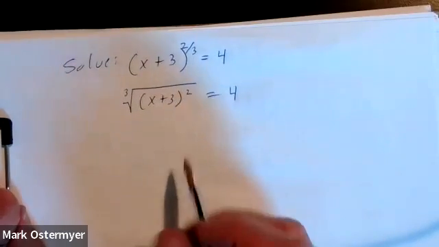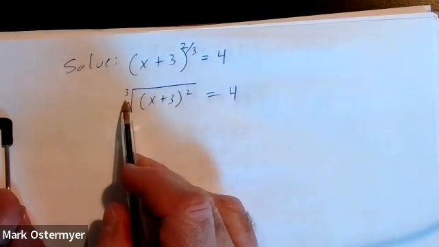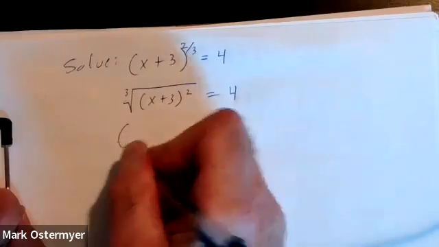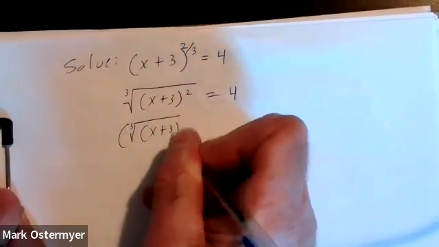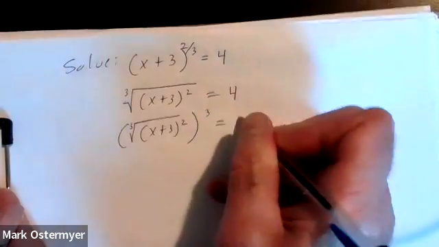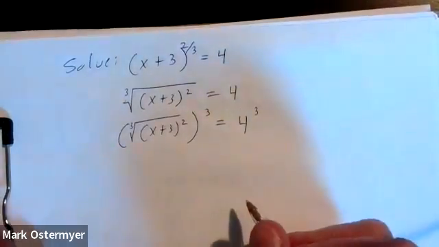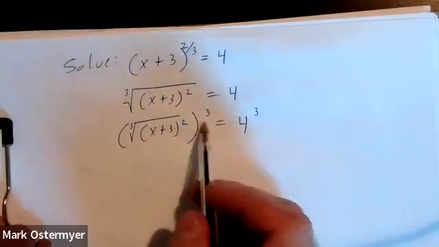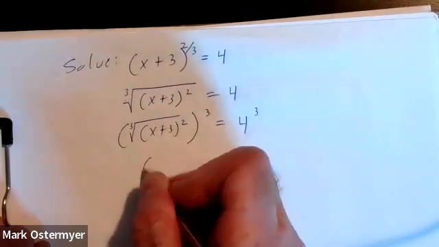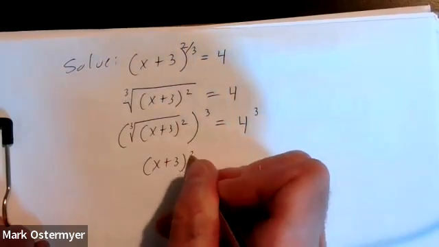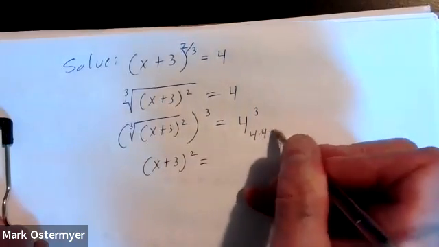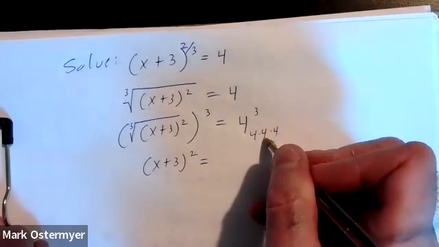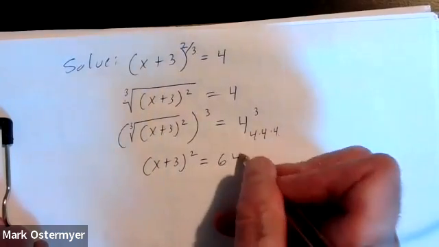So to solve this equation now for x, we're going to have to get rid of a cubed root, and we do so by cubing both sides of our equation. So therefore, I will cube the left side of my equation, and I also have to cube the right side. When you cube a cubed root, the cubed root and cube disappear, and the left side just simplifies to x plus 3 quantity squared. On the right side, we have 4 cubed, which is 4 times 4 times 4. 4 times 4 being 16, 16 times 4 being 64.